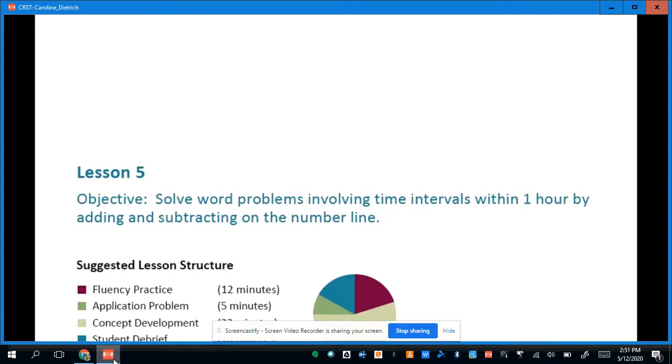Okay, lesson 5. Solve word problems involving time intervals within 1 hour by adding and subtracting on the number line.